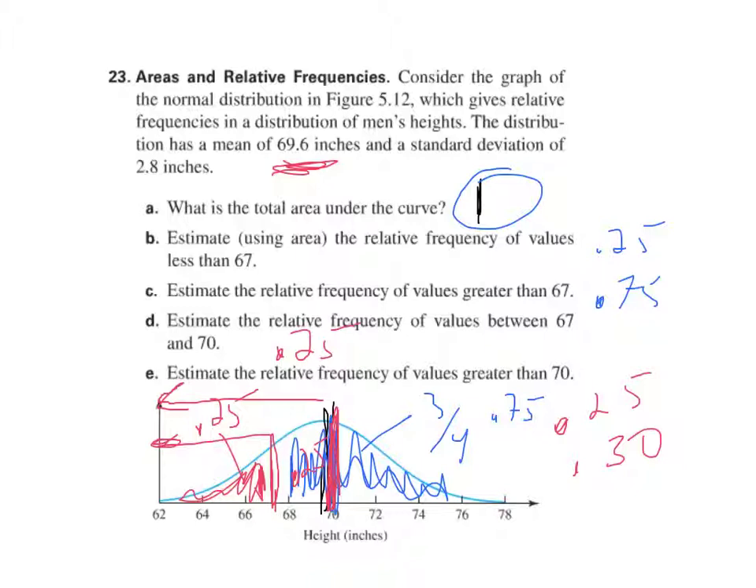And greater than 70, well, if it's greater than 70, it's going to be slightly less, because 70 is a little bit higher than the mean. So that tells me it's going to be a little bit less than 50%, but not much less. It's going to be pretty close to 50%.